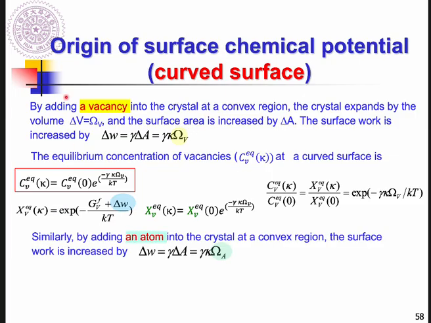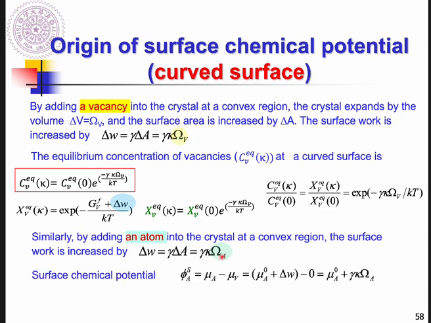But what if, instead of adding a vacancy on the crystal or curved surface, I add an atom? So I just substitute V with A, right? The extra work I need to perform, or put into the system, will also be gamma kappa omega A. And as you know, gamma omega V equals omega A, right? So the surface chemical potential for the atom can be written with mu A, the chemical potential of atom A.